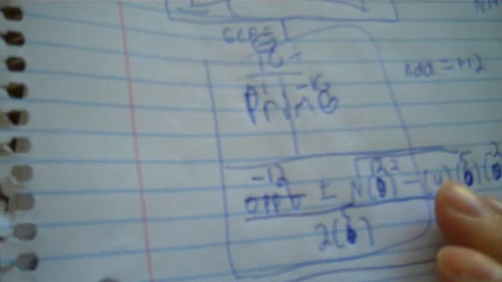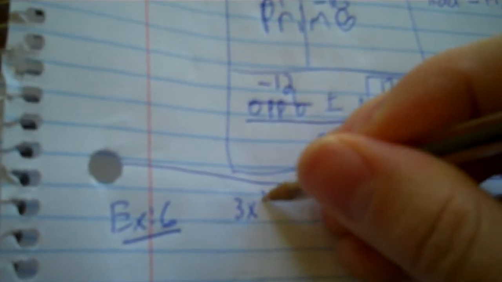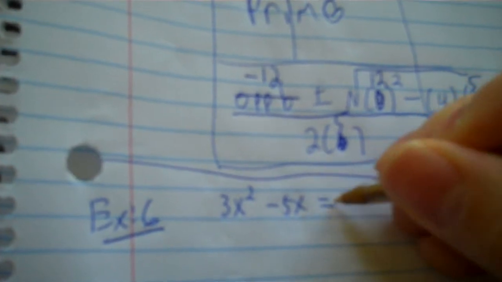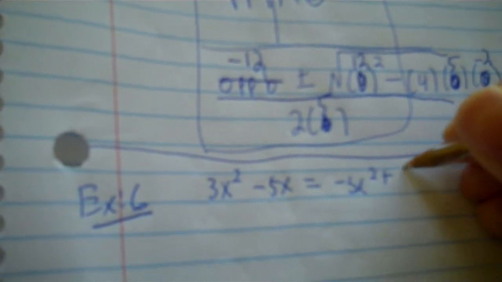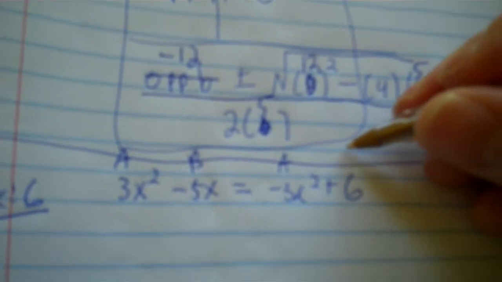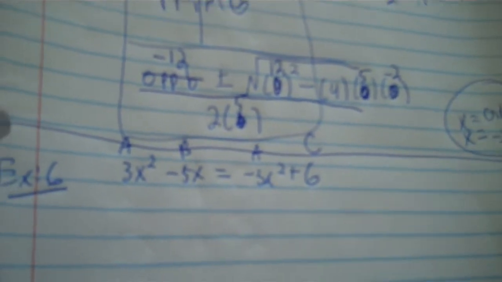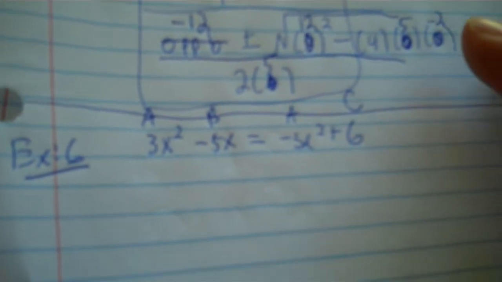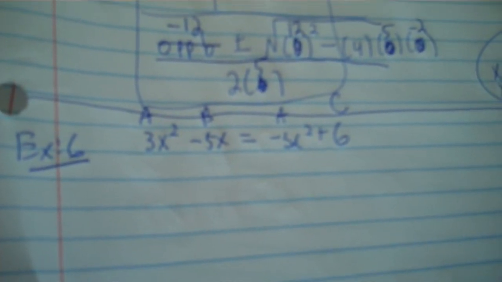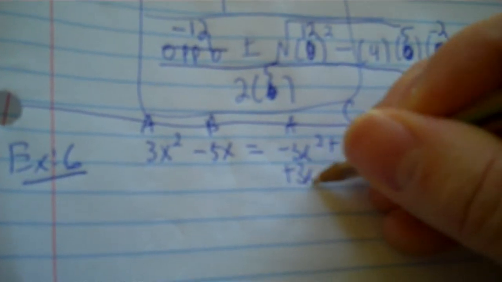Okay, next problem, example 6. We have 3x to the second power minus 5x equals negative 3x to the second plus 6. So there are 2 answers. Now if it's x squared, it's a. If it's x, it's b. And if there's no x at all, it's c. So you have a, b, and c, but you have to get your 0 before you make your boxes. So you need to add your 3x to the second.